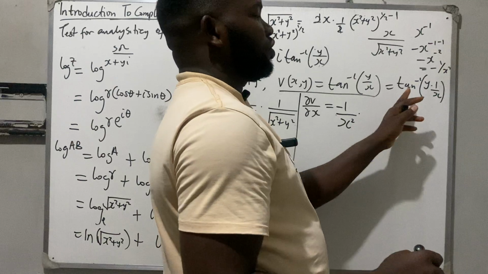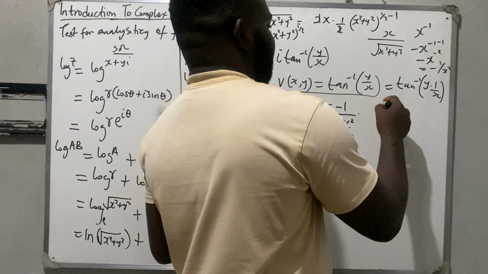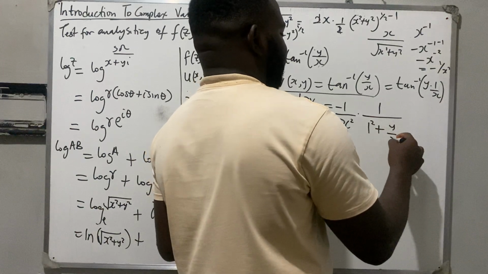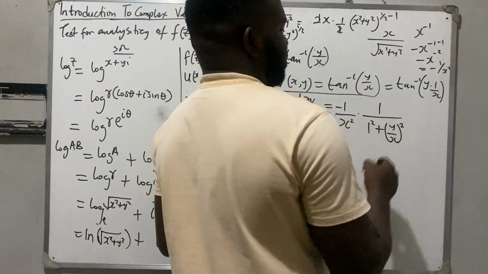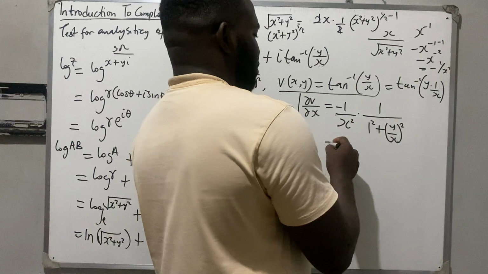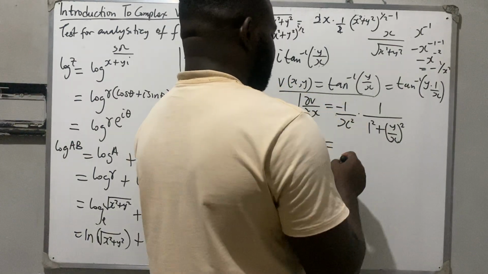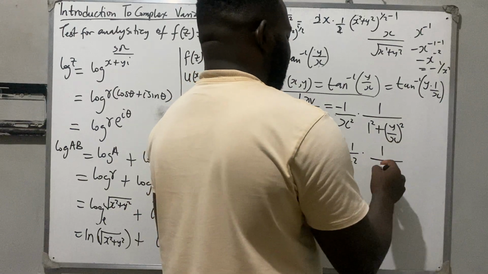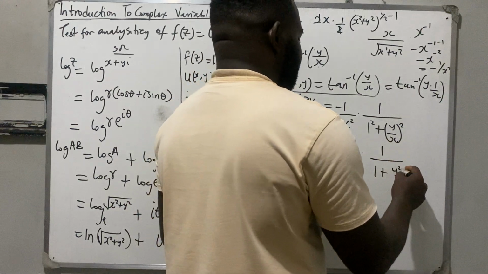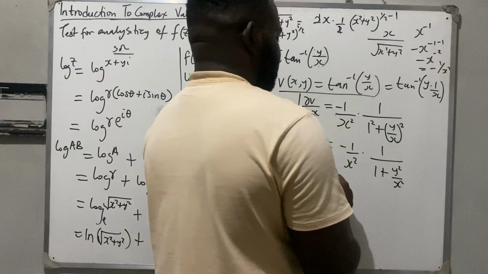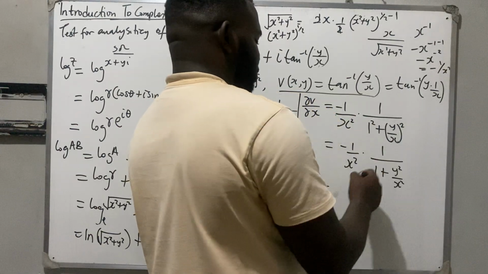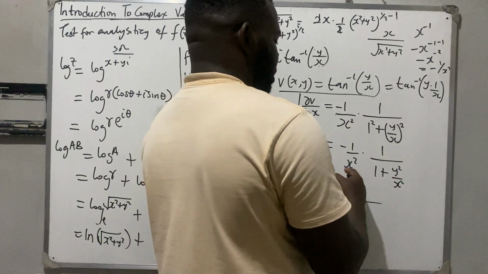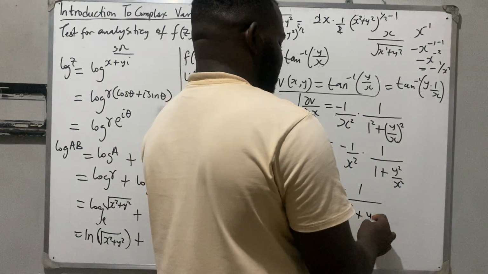Multiplied by the differentiation of tan inverse of something, which is 1 over 1 plus y over x all squared. Okay? So that is it. This is going to be minus 1 over x squared multiplied by 1 over 1 plus y squared over x squared. So if you clear, this time this will give you minus 1 over, this time this will give you x squared, this time this will give you y squared.